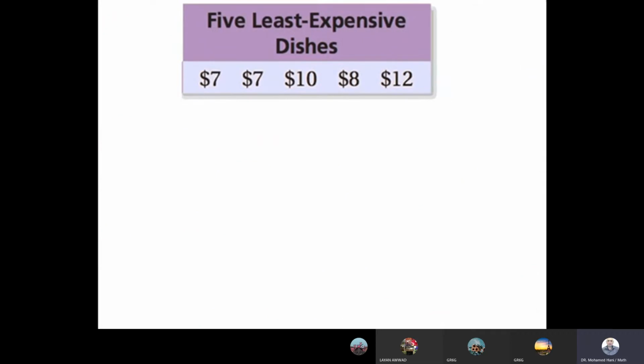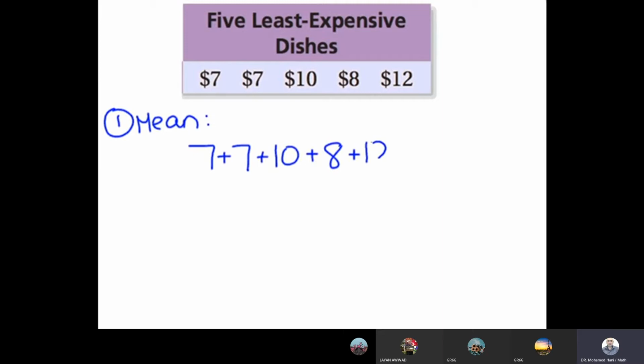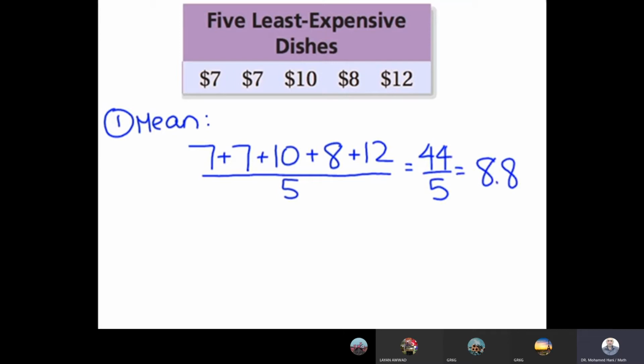All right, now let's look at our 5 least expensive dishes. We're going to go through those same steps just with different numbers. So just like before, I'm going to start off with finding the mean. We can add up 7 plus 7 plus 10 plus 8 plus 12, and then divide that by 5. This time the numerator adds up to 44, and 44 divided by 5 is 8 8/10. So $8.80 is the average price of all of those dishes.